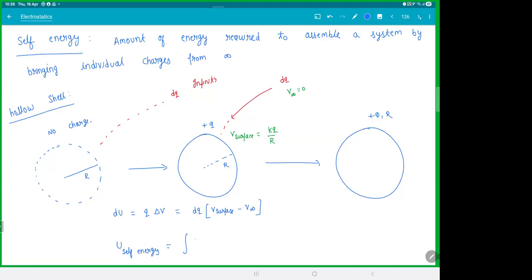This would be the integral of dq times V surface, which is kq by r. Limits will go from 0 to capital Q. You end up with kQ square by 2r. That's your self energy of a hollow shell. That means if the shell explodes into small pieces and they fly away, the kinetic energy of all these pieces will be kQ square by 2r.